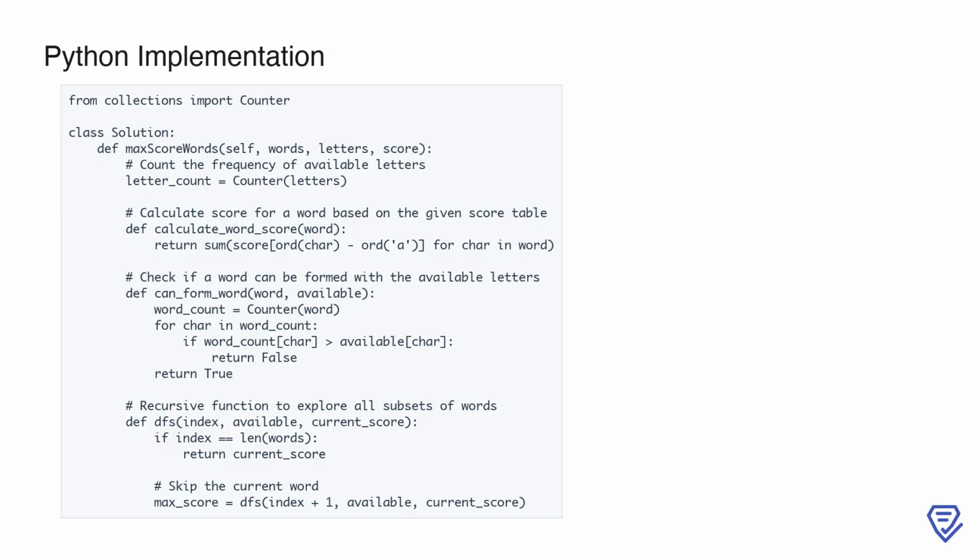Then, we define a helper function, calculate_word_score, which computes the score of a word by summing up the scores of its individual letters based on the score table. Following that, we define another helper function, can_form_word, which checks if a given word can be formed using the available letters. It does this by comparing the frequency of each letter in the word to the frequency of that letter in the available pool. If any letter in the word exceeds the available count, the function returns false, otherwise, it returns true.